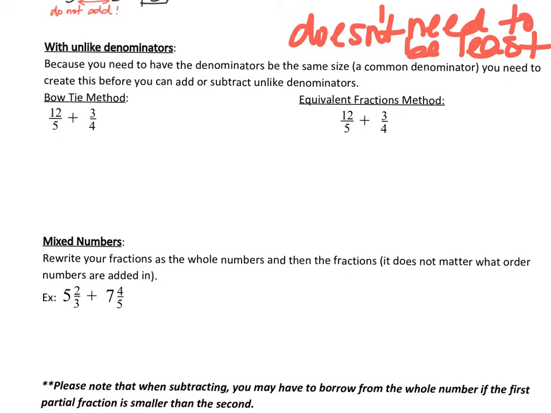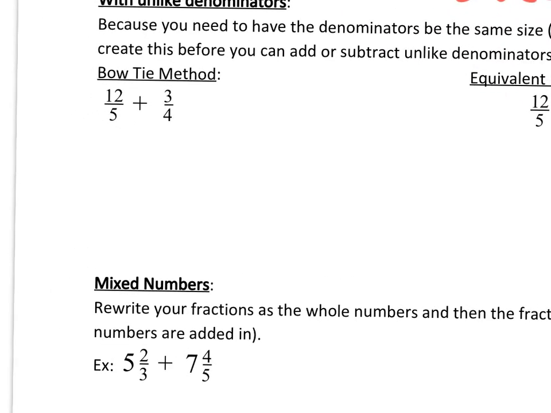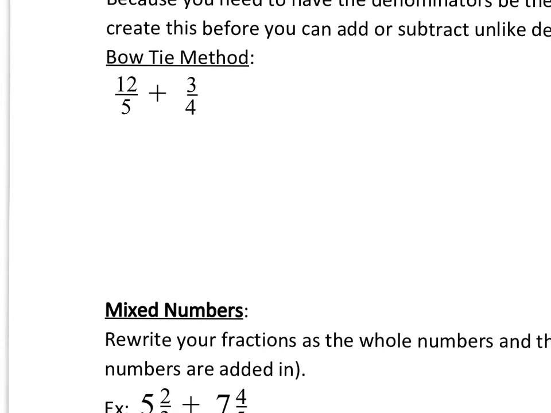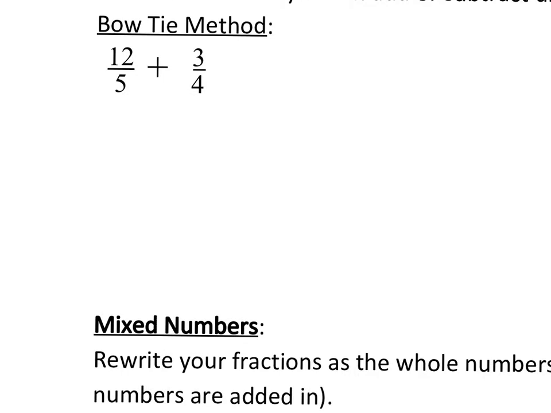So there's this awesome little method that you can use for adding and subtracting fractions called the bow tie method. And what the bow tie method wants you to do is, if I asked you what a common denominator of 5 and 4 was, you would tell me 20, right? So now I know that I need both of these denominators to equal 20.